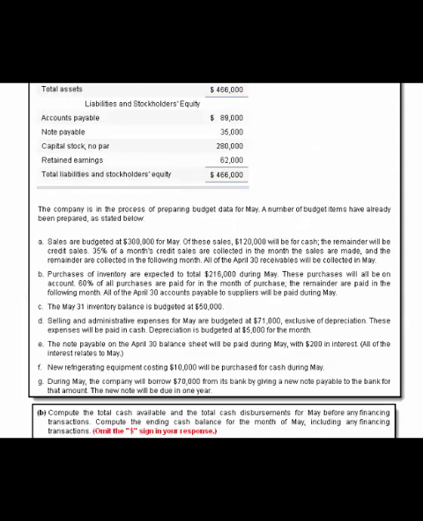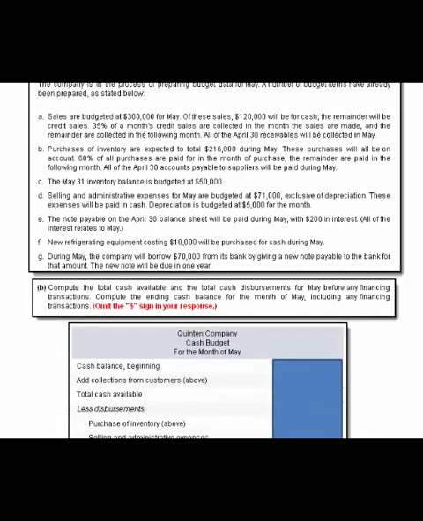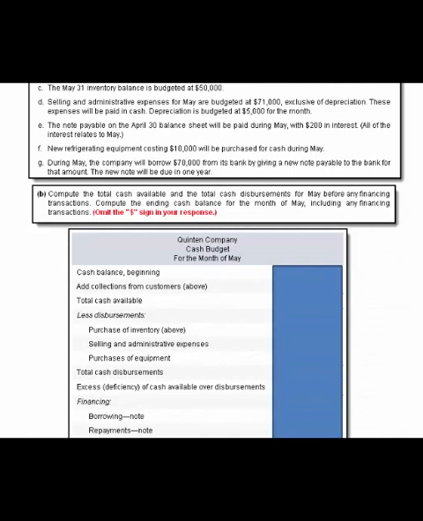Okay, now I've moved the screen a little bit, and you see near the bottom the requirement for Part B, which is compute the total cash available and the total cash disbursements for May before any financing transactions. I'm reading right here now. Compute the ending cash balance for the month of May, including any financing transactions. Okay, so let me slide up so we can take a look at how that works.